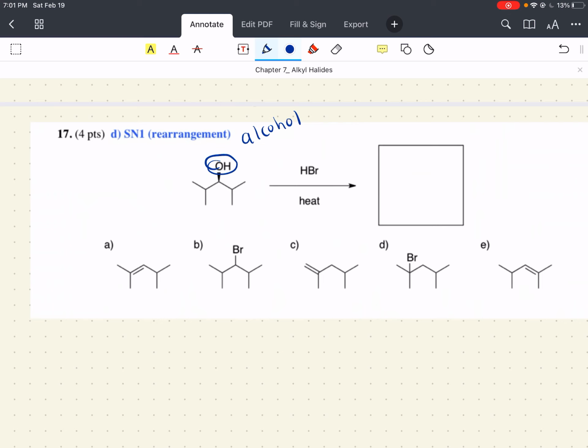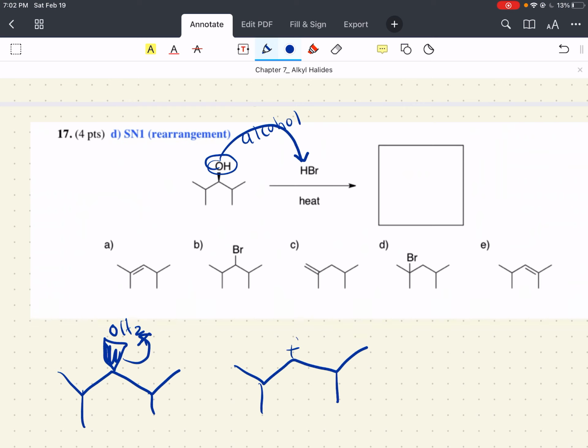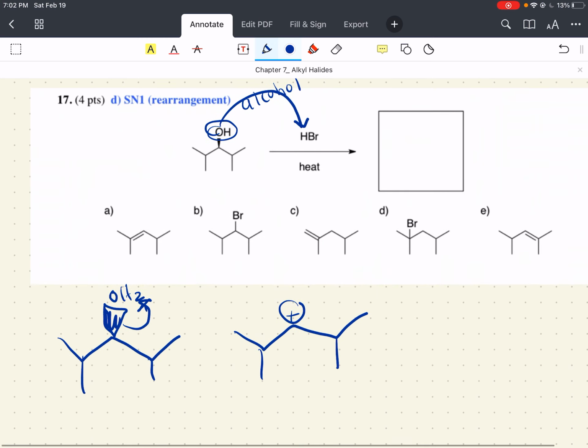So what happens is the alcohol will take the hydrogen from the bromine so that it can form water, because it can't leave as an alcohol. After it forms this water, then it can leave. And then what we get is something that looks like this, a secondary carbocation. This is going to form a product on its own, where the bromine will attach there.